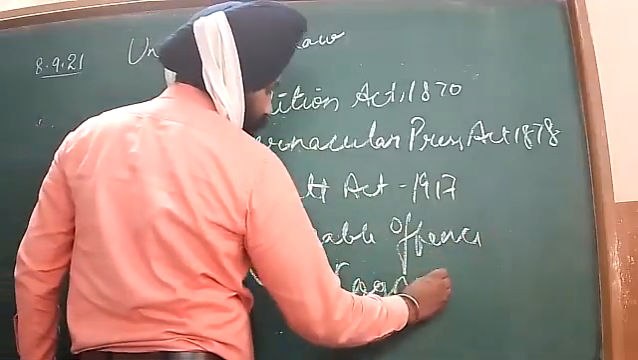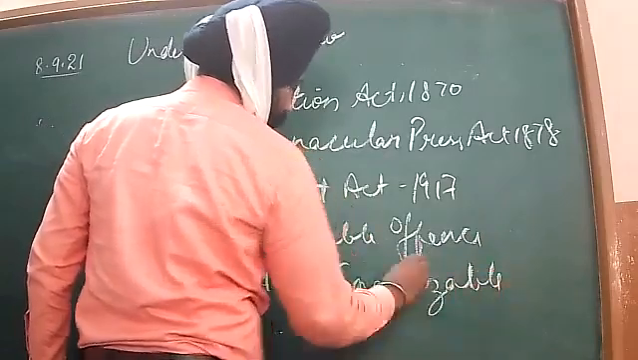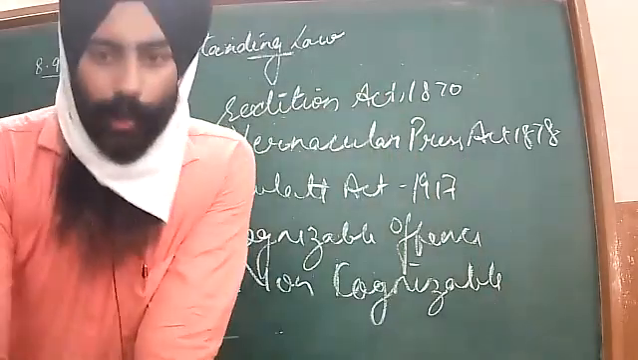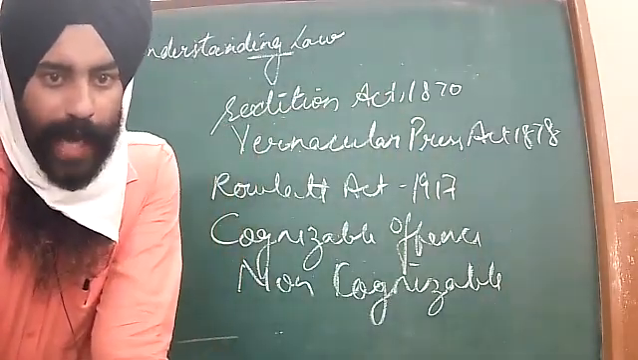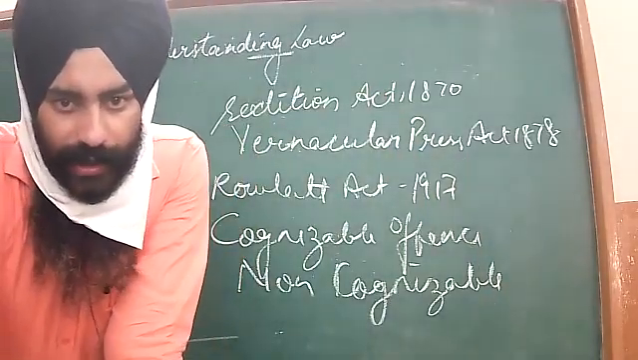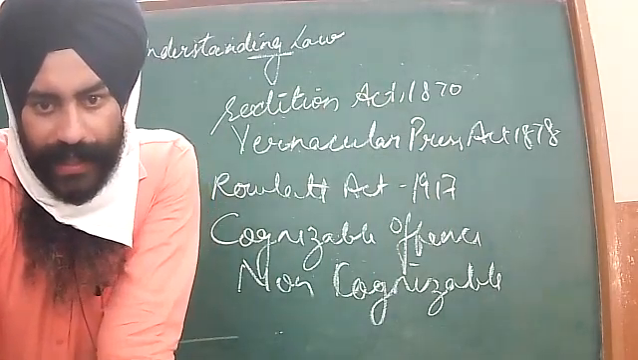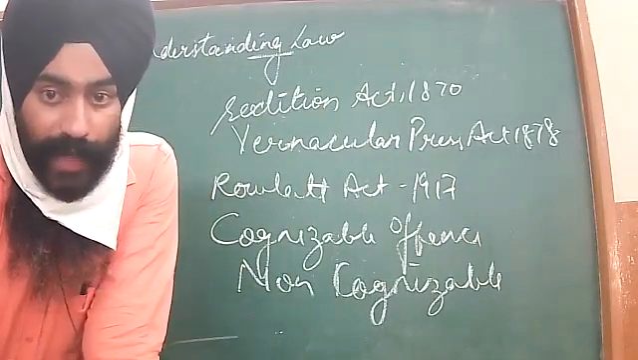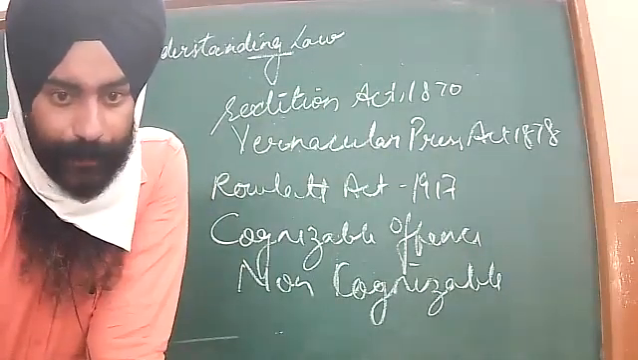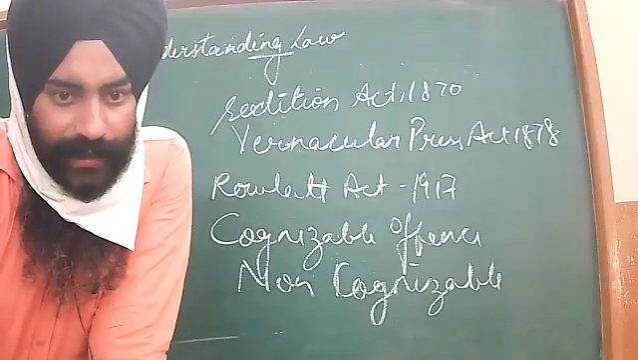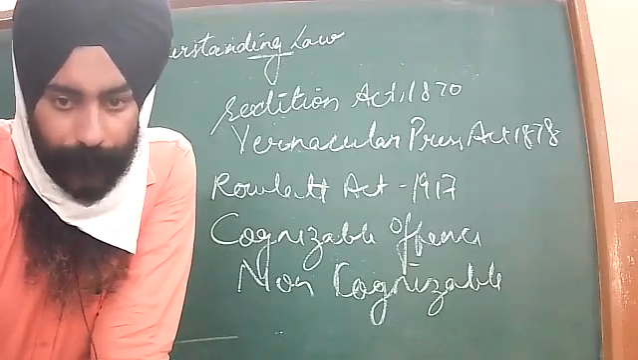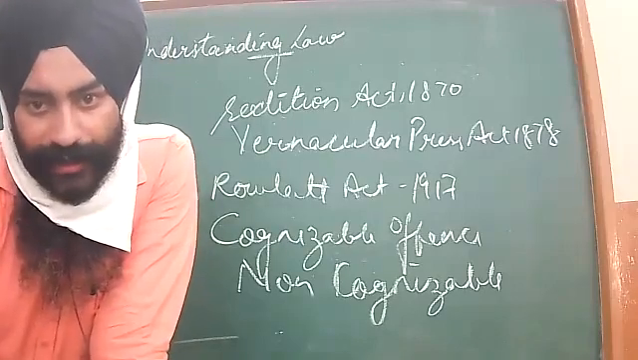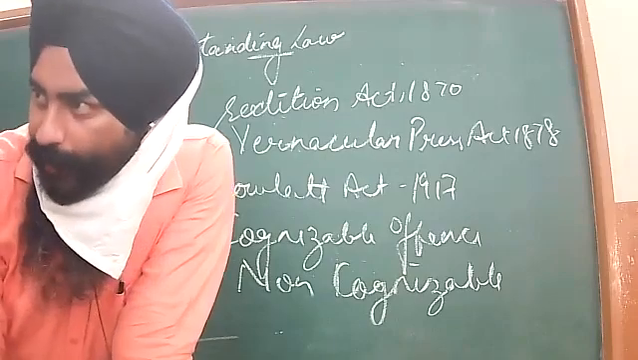Non-cognizable offense. What is the difference? Cognizable offenses are those offenses for which the police do not require an arrest warrant. So the police can arrest a person in that state where an arrest warrant is not required. So what are the cases in which the police can arrest a person without any arrest warrant? Robbery, theft, murder, kidnapping. For such kinds of offenses, the police do not require a warrant.